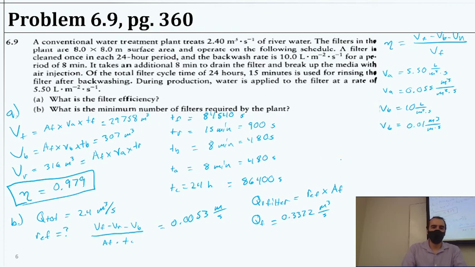Then the last thing we need to do is say, okay, well, Q total is going to be that 2.40, which is the Q for one filter times some number of filters. If you want to write it out explicitly, that's the way I do it. So then you can solve and say, all right, I wrote that wrong. Hang on. We'll say the Q total is going to be equal to that, and we know that's equal to 2.4.